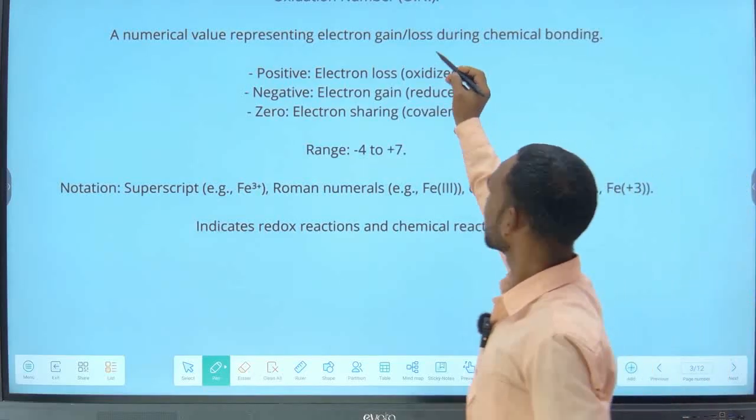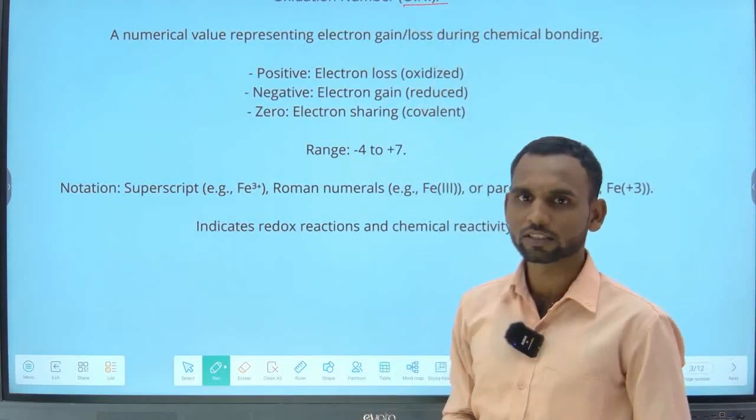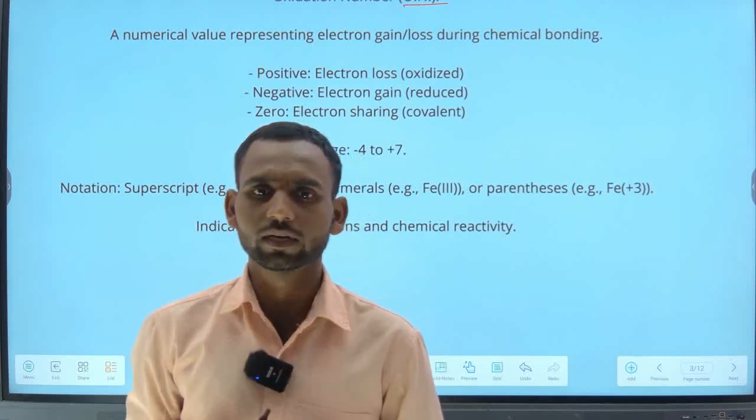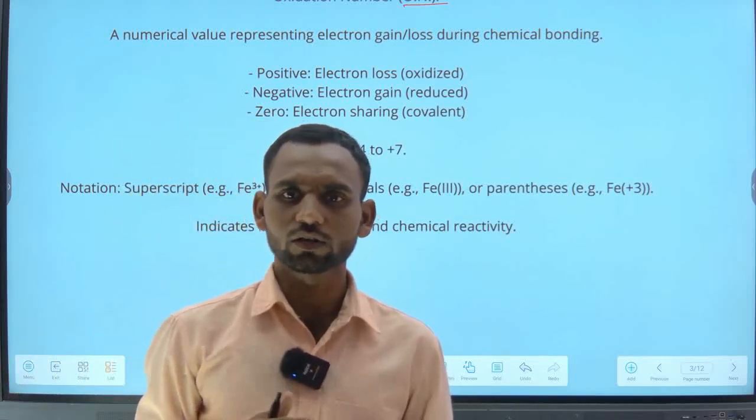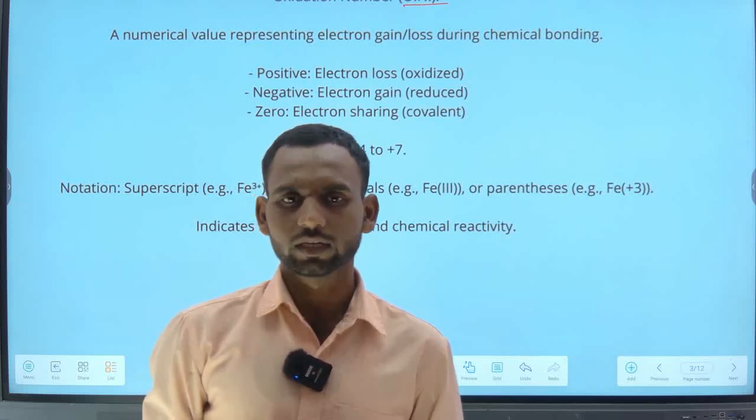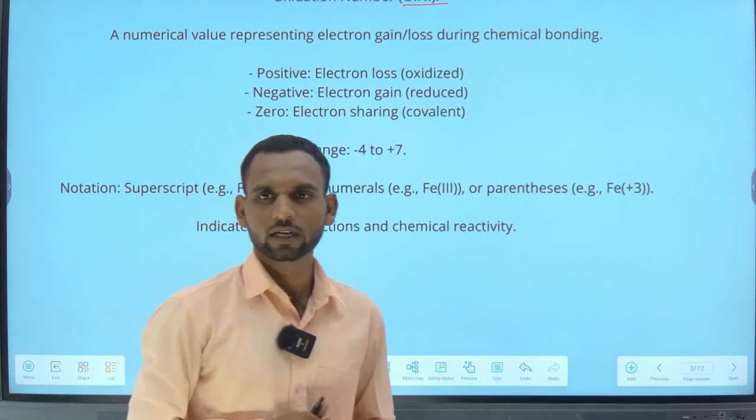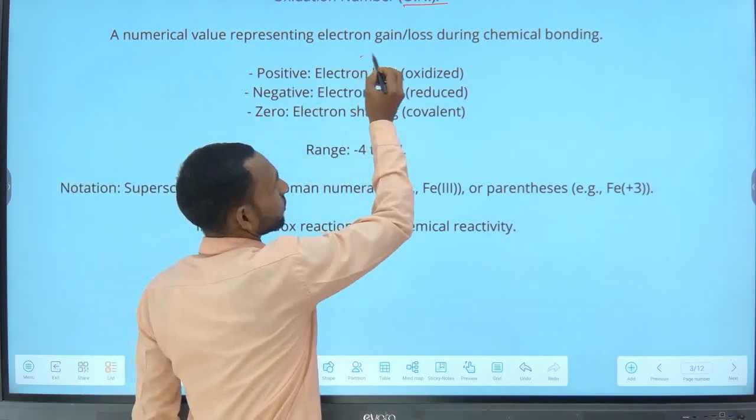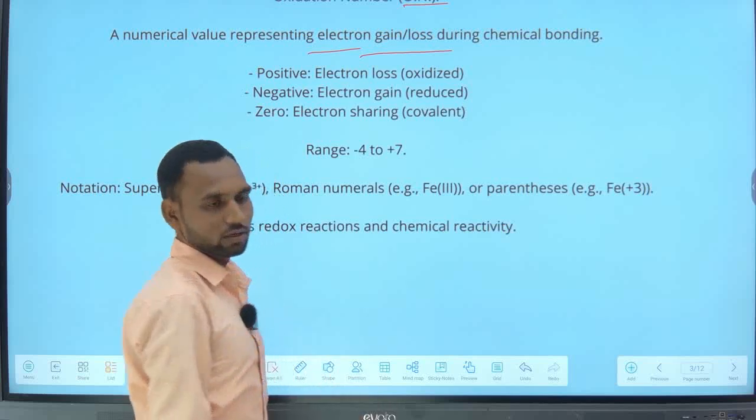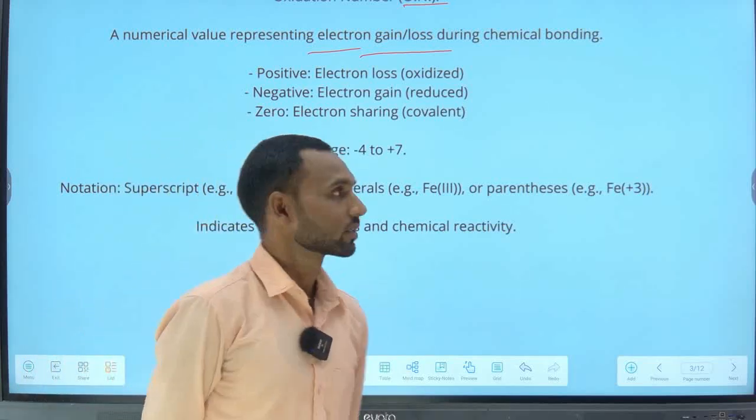First, oxidation number. What is oxidation number? A numerical value representing the electron gain or loss during a chemical bond. It means that in the formation of a chemical bond, atoms gain or lose electrons in chemical reactions.